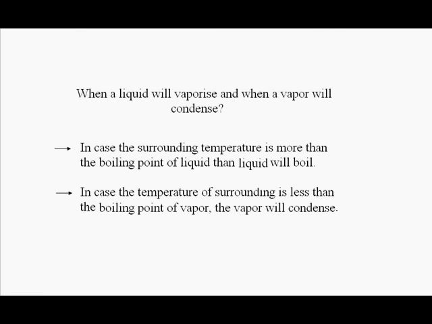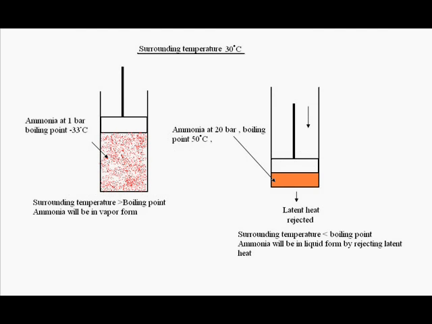Secondly, a vapor will condense only in case the temperature of the surrounding is less than the boiling point of the vapor. Thus, we can say that a liquid will spontaneously boil in a surrounding in case the surrounding temperature is more than the boiling point of the liquid, and a vapor will spontaneously condense in case the surrounding temperature is below the boiling temperature or boiling point of the vapor.